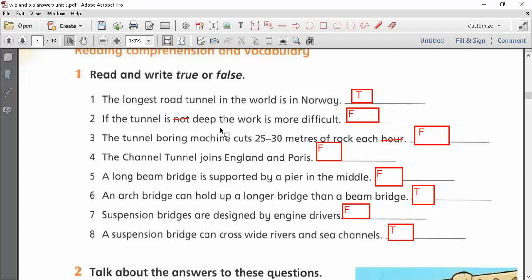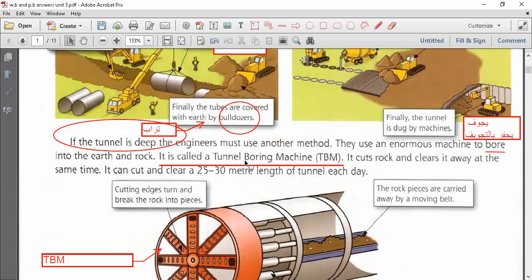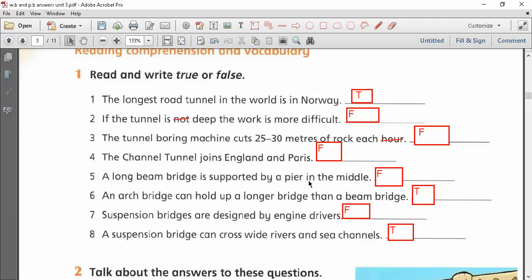Number 2. If the tunnel is not deep, the work is more difficult. False, because if the tunnel is deep, the work is more difficult. In the TBMs, the tunnel boring machine cuts 25 to 30 meters of rock each hour. Let's see the sentence. The sentence here tells us each day. Each day it can cut and clear 25 to 30 meters of tunnel. Here is the word day and here is the word hour. For that we write F for false.